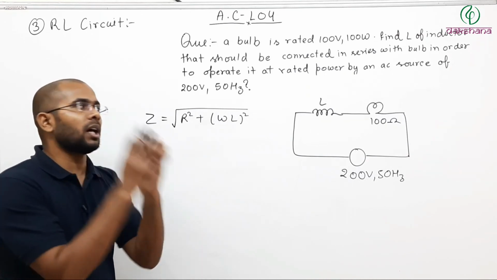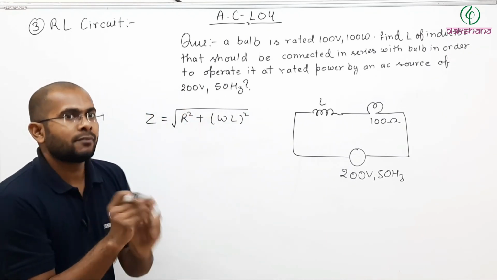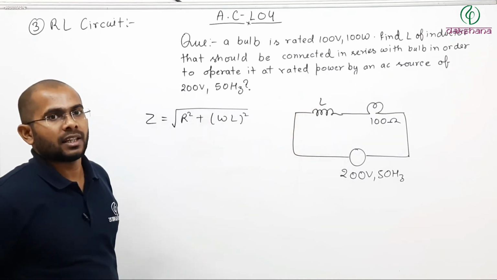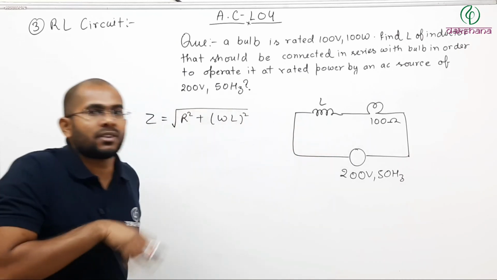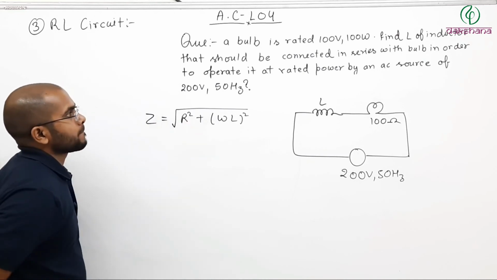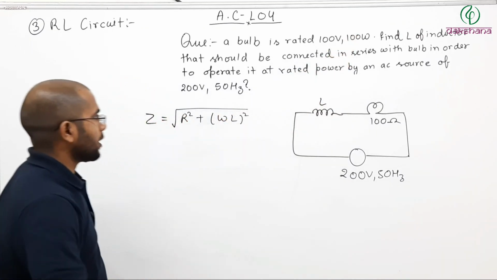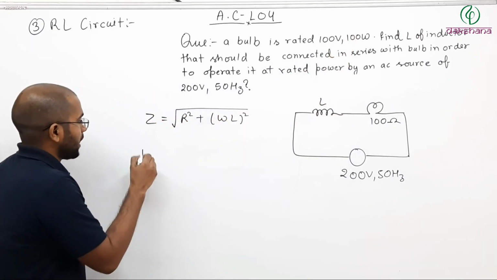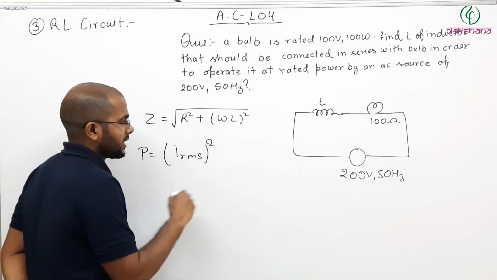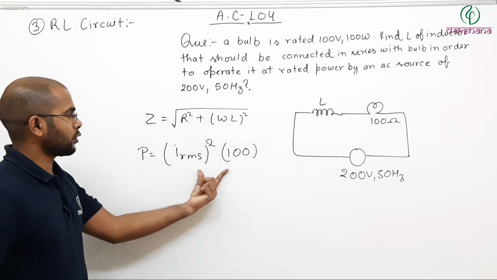In both cases, my bulb can glow at rated power, but in adding a resistor, we will lose energy. In case of adding an inductor, we will not lose any energy because the inductor itself does not consume any energy. So here, what is Z? Z is this. The power of the bulb should be 100 watt. So power is 100 watt, that is nothing but IRMS square times the resistance of the bulb, that is 100. So this should be equal to 100.